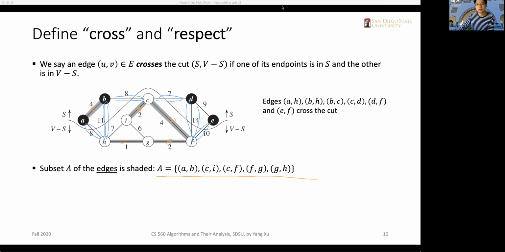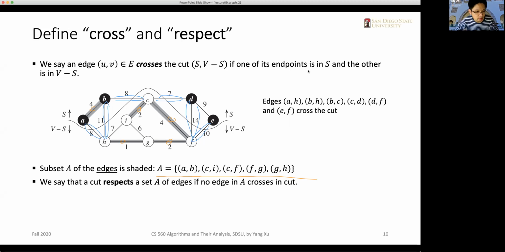Given these subsets, we can define the concept of respect. We say that a cut respects a set A of edges if no edges in A cross the cut. So we use the verb cross to define what respect means.